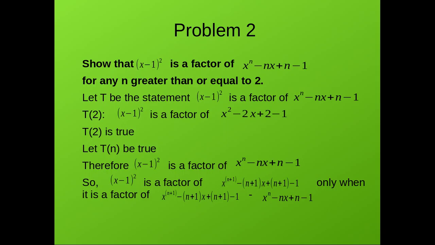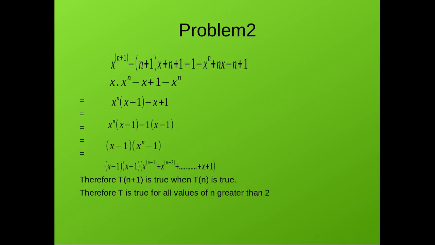Now we have to simplify this expression, x to the power n plus 1 minus (n plus 1) into x plus n plus 1 minus 1 minus (x to the power n minus nx plus n minus 1). Simplifying it, we get this is equal to (x minus 1) into (x to the power n minus 1). Now we know that x to the power n minus 1 is always divisible by x minus 1. Therefore we know that (x minus 1) into (x to the power n minus 1) is a multiple of (x minus 1) whole square.